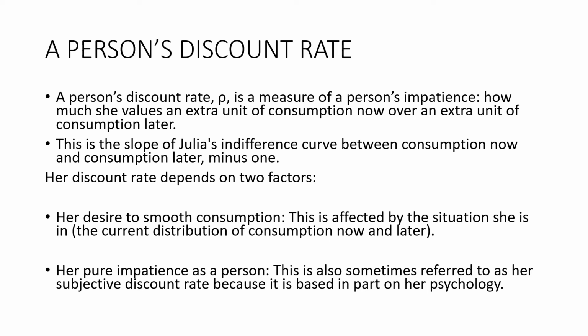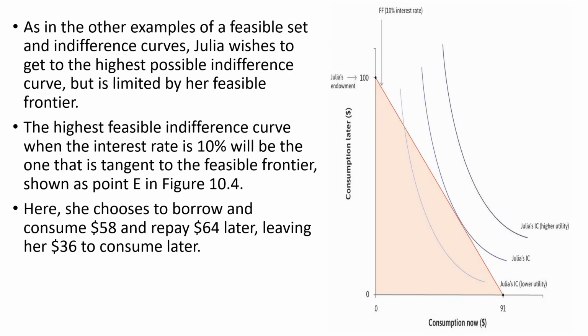Here we are continuing with the example of Julia, and her discount rate actually depends upon two factors. First of all, her desire to smooth consumption, which is affected by the situation she is in. That is, the current distribution of consumption now and later should be considered here. And the second factor is her pure impatience as a person, which is sometimes referred to as a subjective discount rate, because this is based on some subjective, psychological factors.